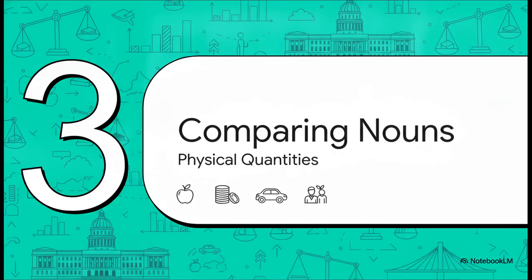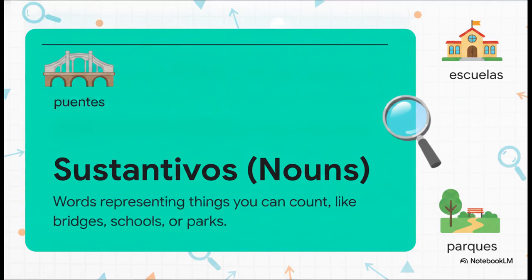Section 3. Comparing with nouns. Now, just to make absolutely sure we're all on exactly the same page, let's clarify what a noun, or un sustantivo, actually is in this specific context. We are talking about words representing things you can physically count or measure. So think of things like bridges, which are puentes, schools, escuelas, or parks, parques.